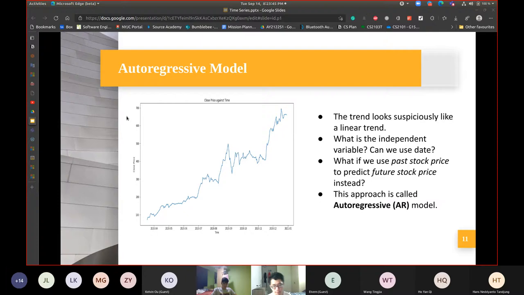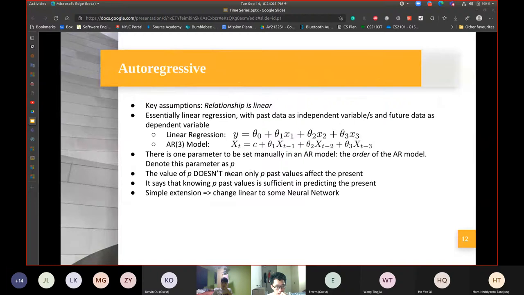Okay, thank you. Right. So autoregressive is another approach, but it's basically doing regression, where the data that you're using is the past data, and the thing that you're predicting is the future data. A linear regression model looks like this, right? You have coefficients and you multiply the coefficients with the data. And if you compare it to an autoregressive model, it looks almost exactly the same.